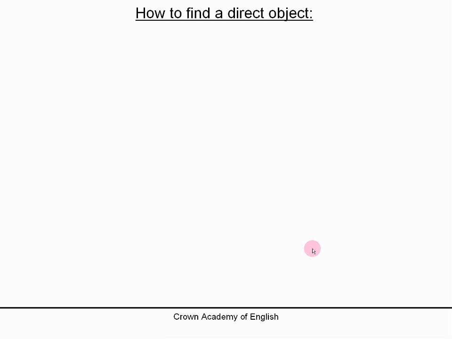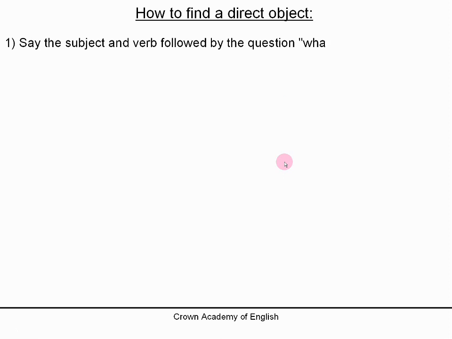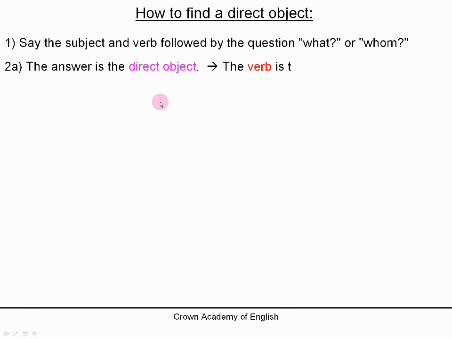So, how do we find a direct object? There are two steps. The first thing to do is to say the subject and the verb, followed by the question what or whom. So we're going to read the sentence, and then we're going to ask a question about it. And if there is an answer to that question, then that answer is the direct object. And since there is a direct object, the verb is transitive.